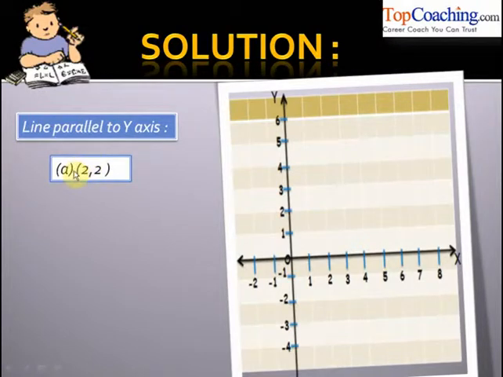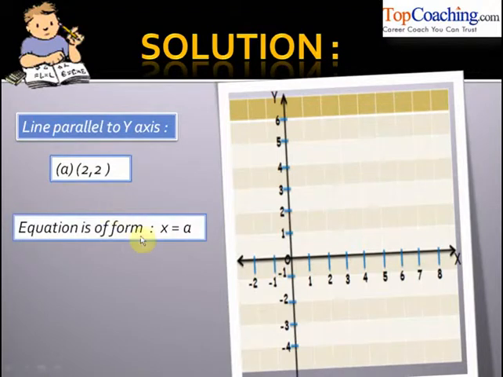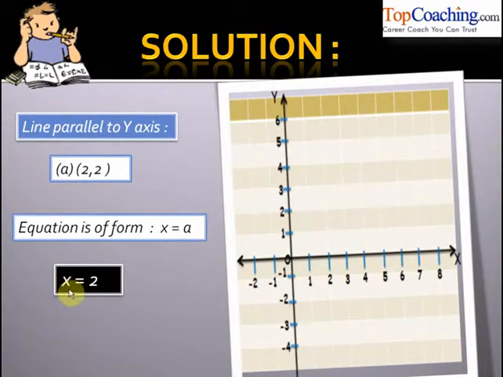So the line which is parallel to the y-axis and which passes through this point should have the x-coordinate always equal to 2. And thus we can say that the equation is of the form x equal to a. Here a is equal to 2, and so the equation would be x equal to 2. Thus a line parallel to the y-axis and passing through the point (2, 2) is x equal to 2.